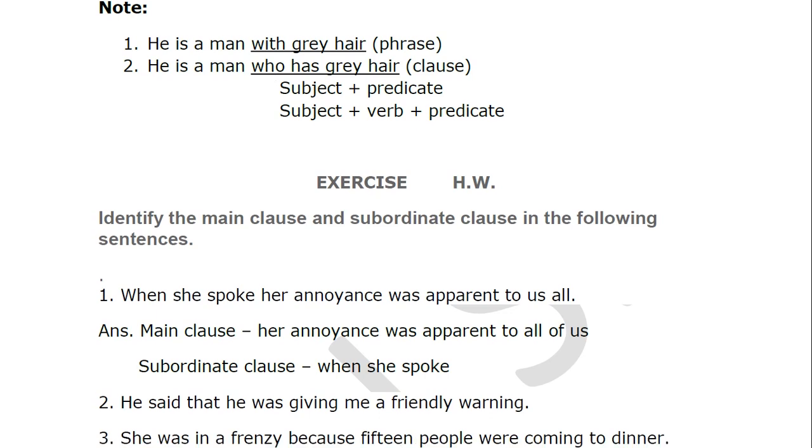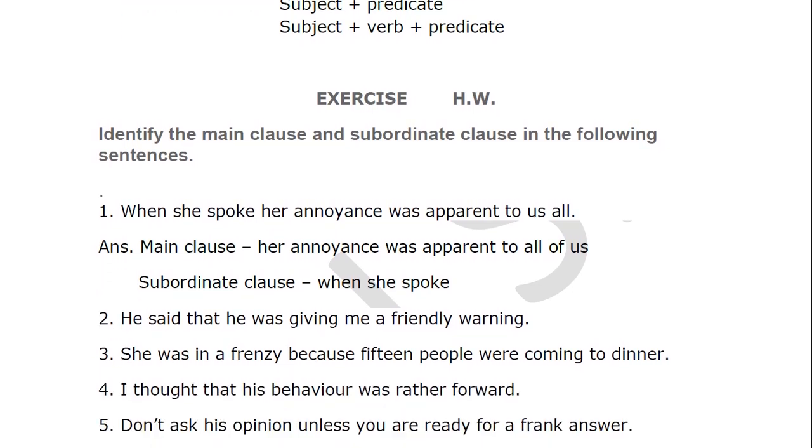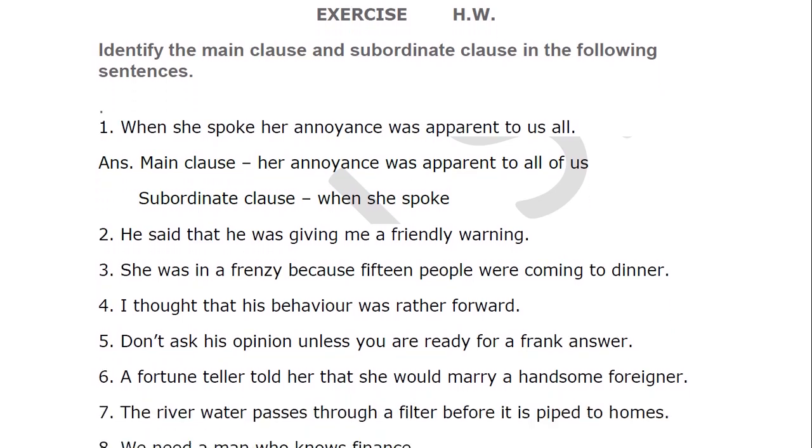So, if you want to make any sentence into a clause, you have to add subordinating conjunctions, so what, when, all those words, to make it into a clause. Now, let's see the exercise. Identify the main clause and subordinate clause in the following sentences. When she spoke, her annoyance was apparent to us all. Now, how are you going to write the answer?